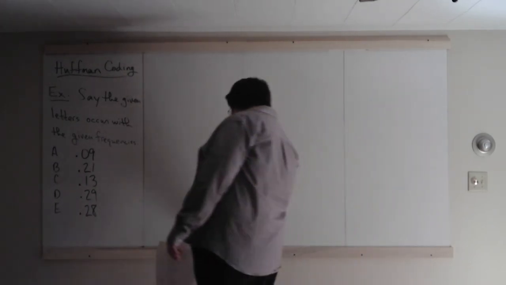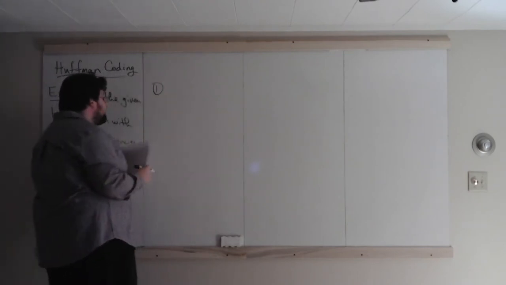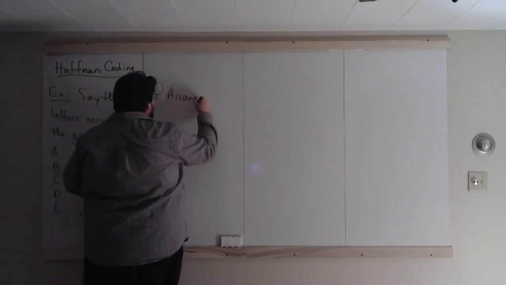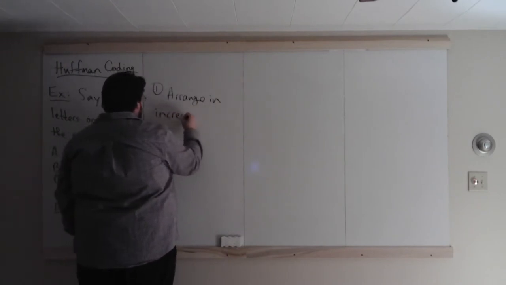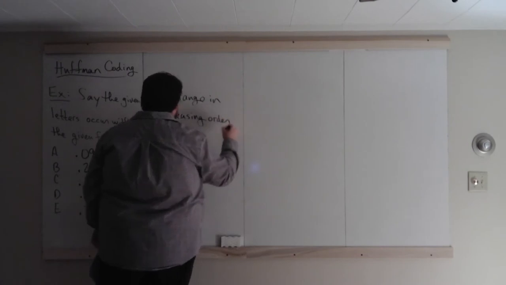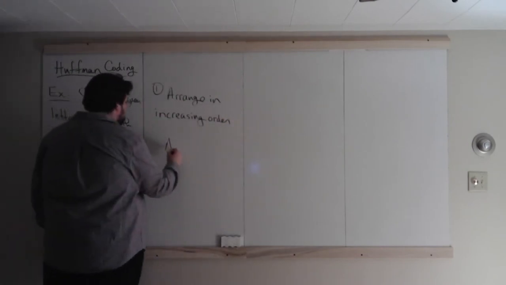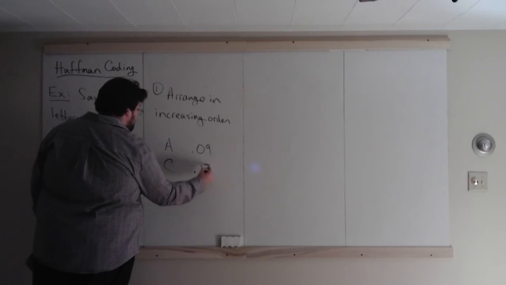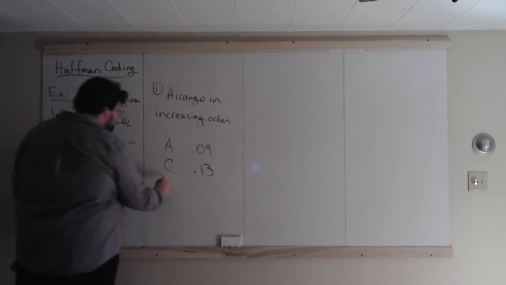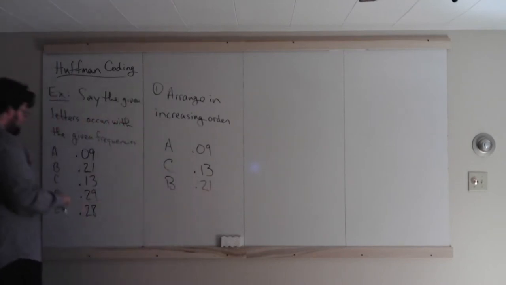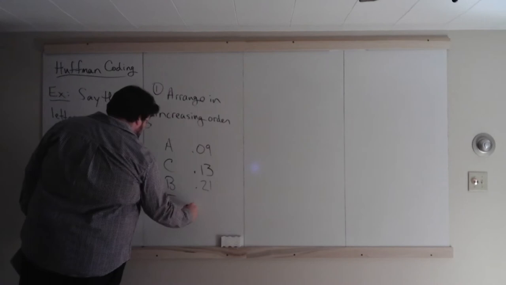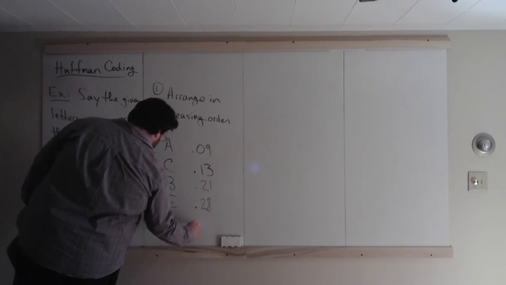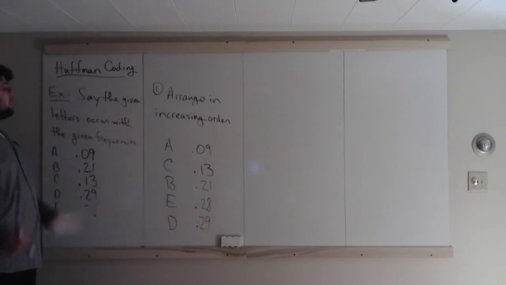And we're going to follow a few steps. The first step, arrange these in increasing order of frequency. So the lowest number, 0.09, that'll go first. The next lowest number, 0.13 for C. Next lowest number, 0.21 with B. Next lowest number, 0.28 with E, and then D occurs 0.29.